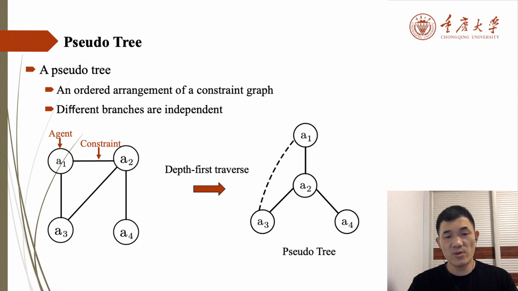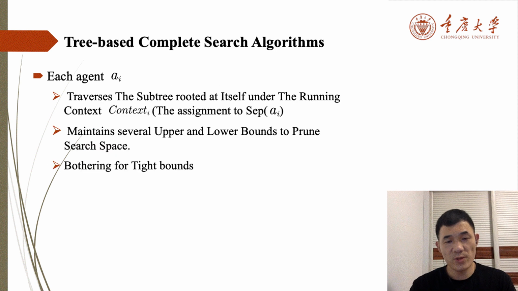A DCOP can be visualized by a constraint graph, in which the vertices denote the agents and the edges denote the constraints. A pseudo-tree is an ordered arrangement of a constraint graph and can be generated by a depth-first traverse. Tree-based complete search algorithms perform a systematic search on a pseudo-tree. Specifically, each agent Ai traverses the subtree rooted at itself under the running context, and maintains several bounds to prune the search space.